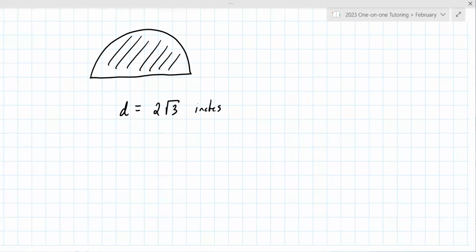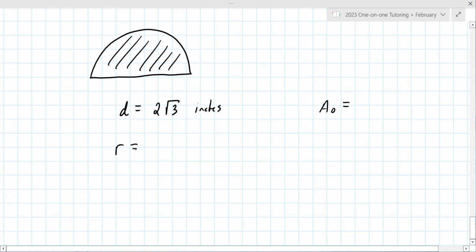Is it 77 pi? Okay, let's start with the radius. What is your radius? Your radius is 12. How can it be 12? Radius is half the diameter.